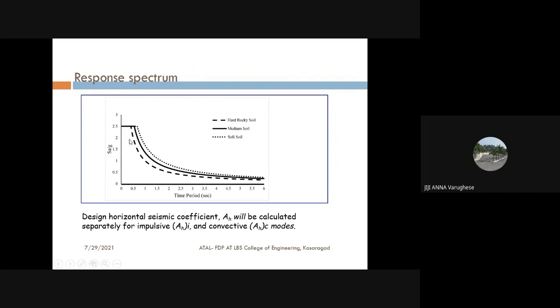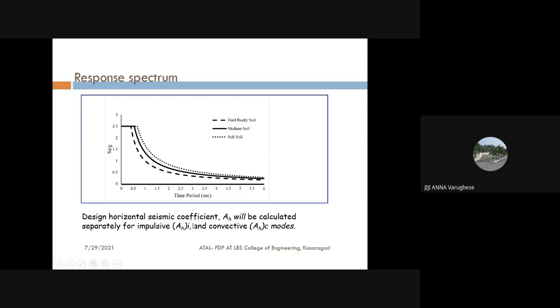And we can calculate the horizontal seismic coefficient for the impulsive mode as well as the convective mode separately, based on the time periods of the impulsive mode and convective mode. How to calculate the time period for the convective mode? We know time period is equal to 2 pi into root of m by k. From the chart, we have already found out MC and KC. So knowing the values of MC and KC, we can find out TC, and for the TC value, we can find out Sa by g.